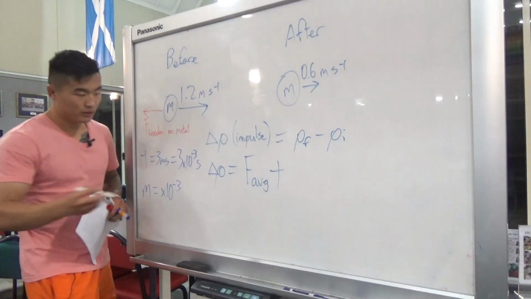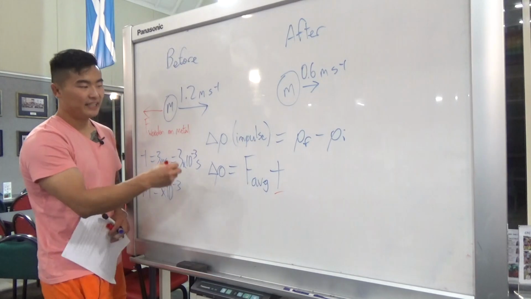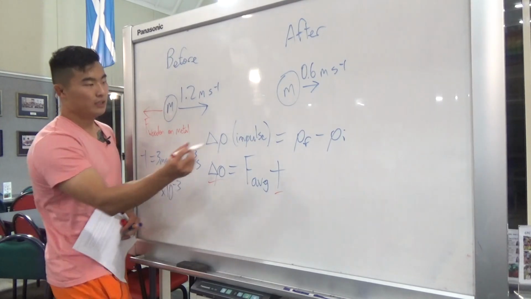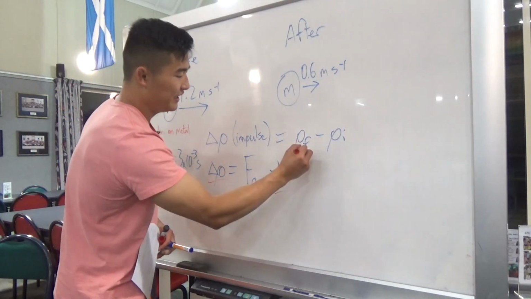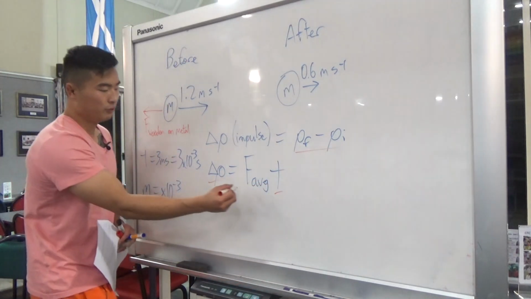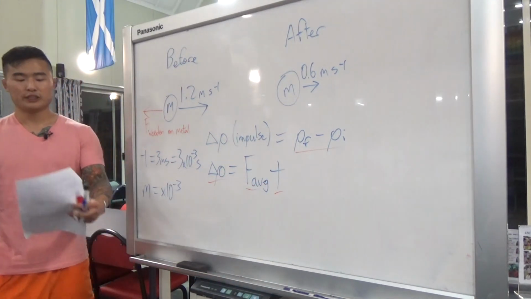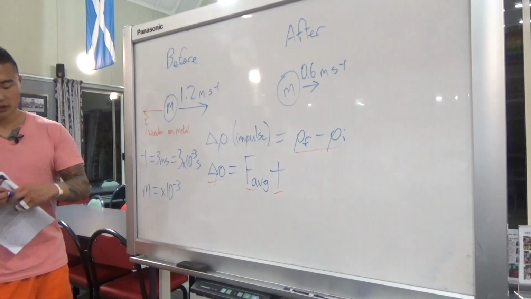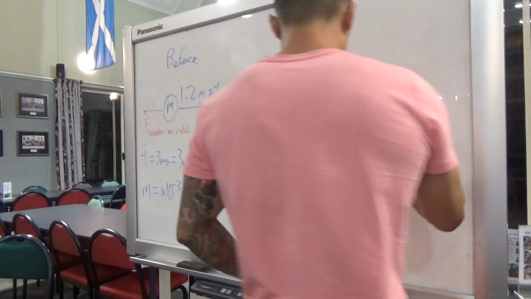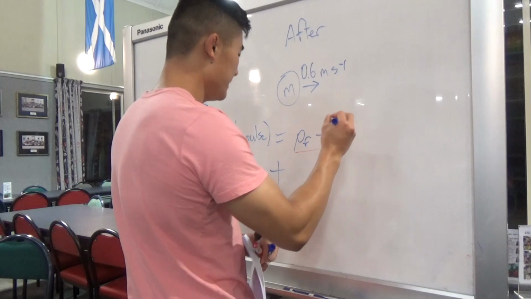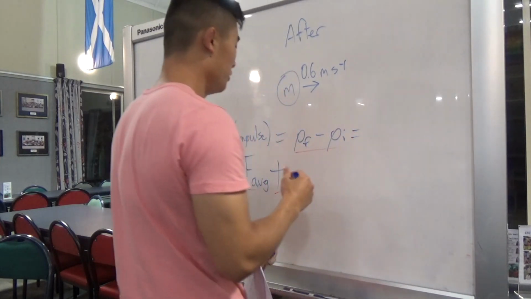So we know time, and we can calculate the change in momentum by using this equation here. And so we can then figure out what the average force was on that metal ball. Okay, so we're going to calculate our change in momentum.